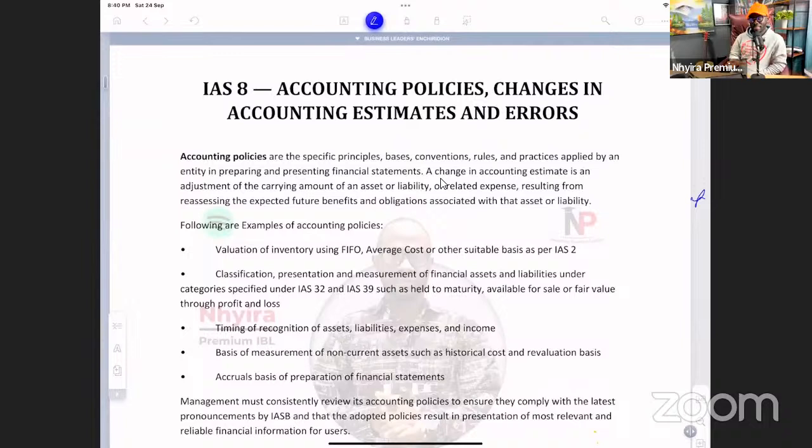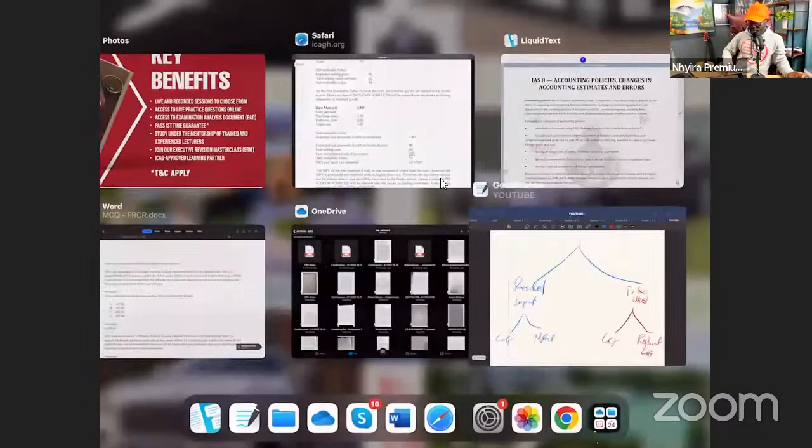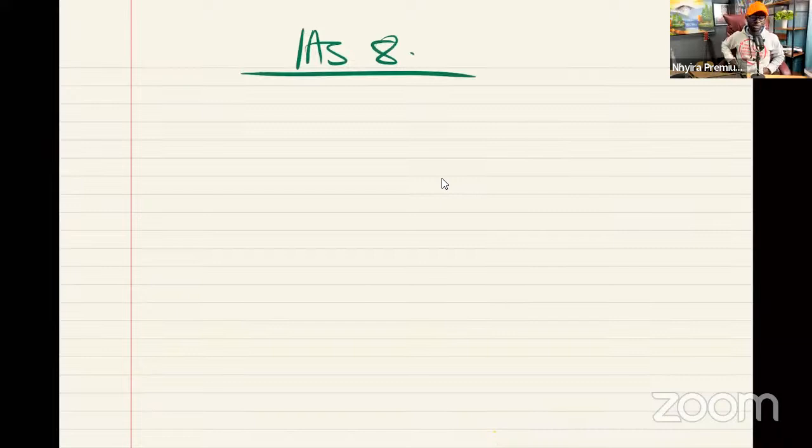Because it is important for you to identify what an accounting policy is and how it is treated, and what an accounting estimate is and how it is treated. So before I come to my slide, let's share some stories. Let me tell you a love story. IAS 8, Accounting Policies, Changes in Accounting Estimates and Errors.